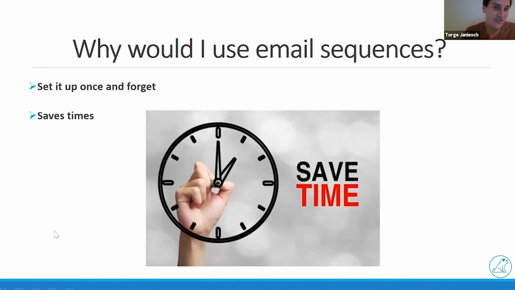So you actually save money, not only money, but also time, because you only set it up once and not for every single person multiple times.